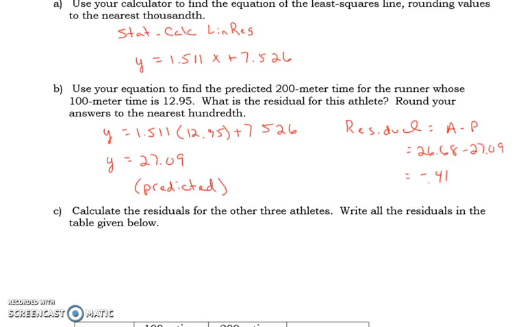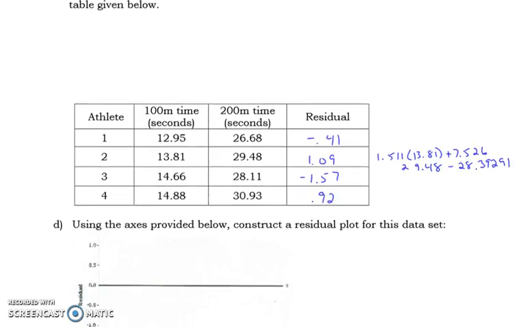Okay, so I did my regression equation. I got y equals 1.511x plus 7.526. Then I used the equation, I substituted the 100 meter time of 12.95, which is my x value, into my model, and I got a predicted value for the 200 meter time, which is 27.09. Now to calculate the residual is actual minus predicted. So the actual 200 meter time for that individual was 26.68. And I got that from the table on the last page. So I did the actual minus the predicted, 27.09, and I got the residual of negative 0.41. So I substituted that into my graph.